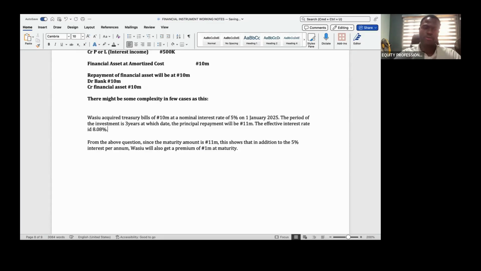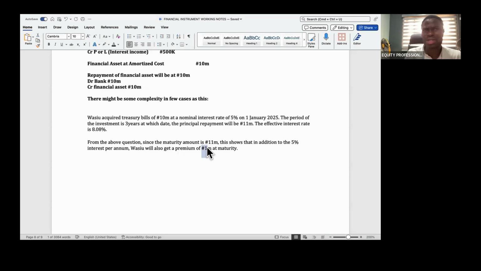They will give it to you. And this 8.08 is now the interest you're earning. Because this 5% now, yes, you are earning 5%, but for the fact that you are also going to make an extra 1 million at maturity, it means you're making more than 5% effectively. So effectively, you're making some extra money.